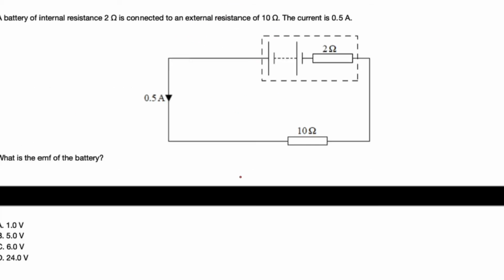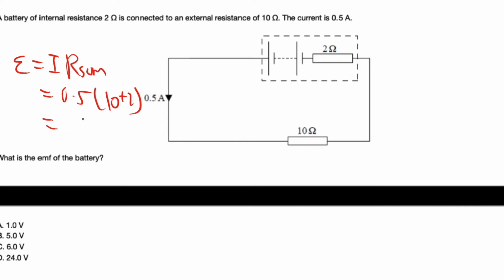A battery of internal resistance 2 ohms is connected to an external resistance of 10 ohms. The current is 0.5 ampere. What is the EMF of the battery? EMF is equal to current times the resistance of the circuit, and the resistance needs to include the internal resistance as well, which is 0.5 times 10 plus 2. So it is going to be equal to 6 volt. So the answer is C.